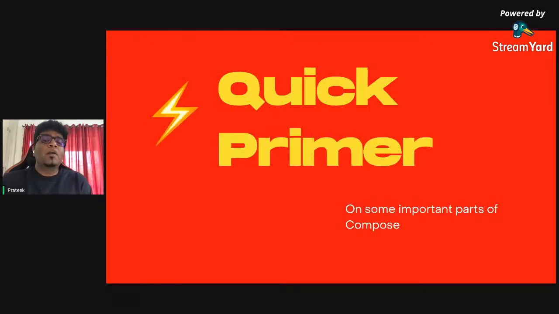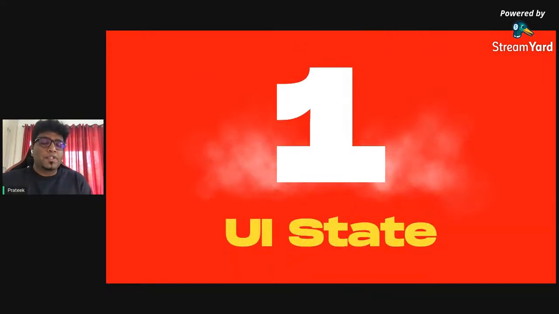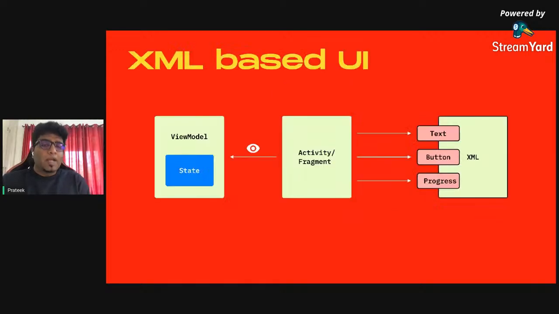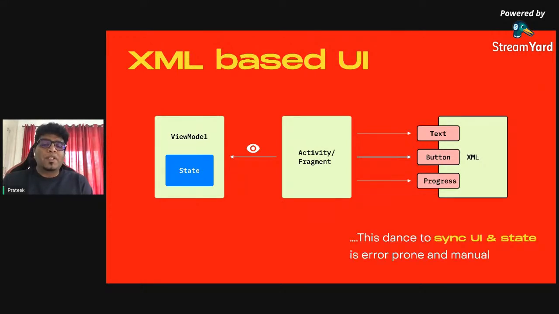So before we get into the live coding, let's jump through a couple of quick primers around Compose. First, UI state. If you look at an XML-based UI, this is what our typical structure looks like. We've got our view model, which is typically the state owner. And then the activity or fragment observes the state. Based on any change in the state, we manually call setter functions for updating our XML-based widgets. Now, this is a lot of manual work, and this dance to synchronize our XML UI with our state is quite error-prone as well.